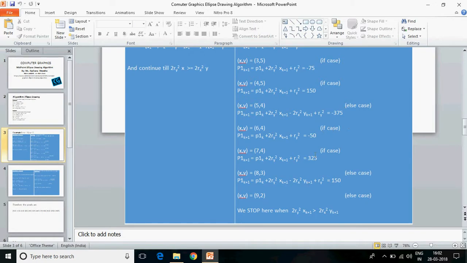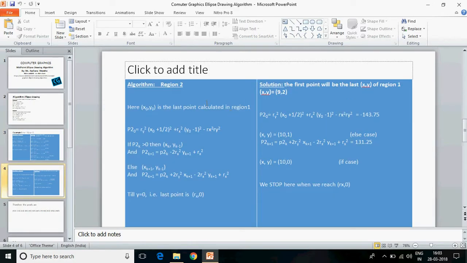For if case. Again there is an if case, 325, this takes us to the else part, so this is the else case. We have reached 9, 2, where our 2ry square xk plus 1 is greater than 2rx square yk plus 1. When this is greater than this, or 9x is greater than y here also, this is not the condition to be checked. The condition to be checked is 2ry square xk plus 1 when it is greater than 2rx square yk plus 1. We stop.